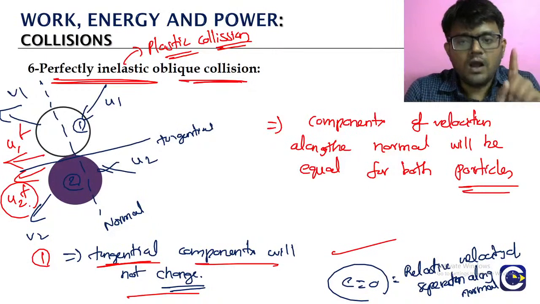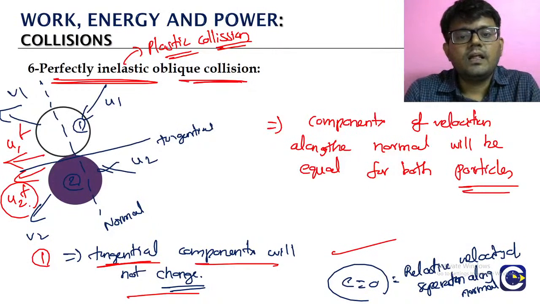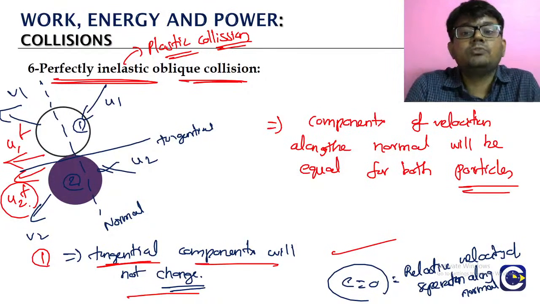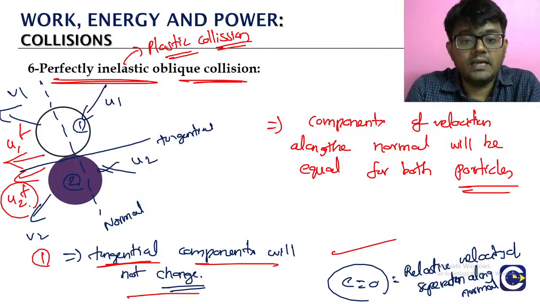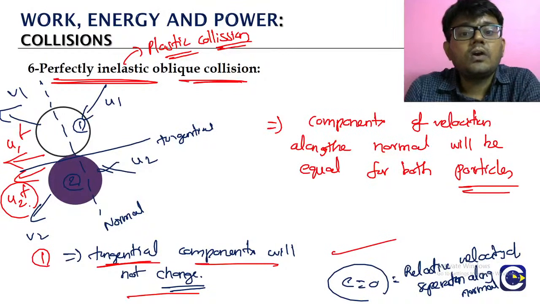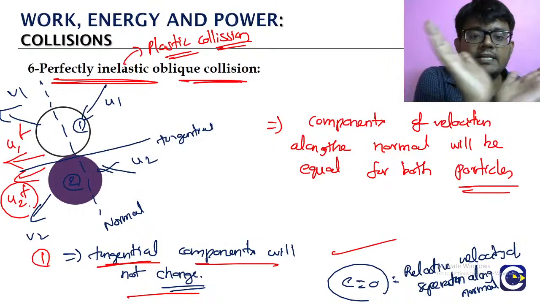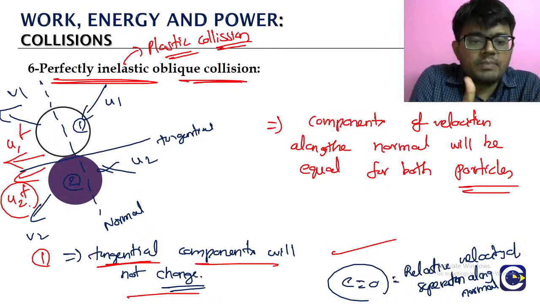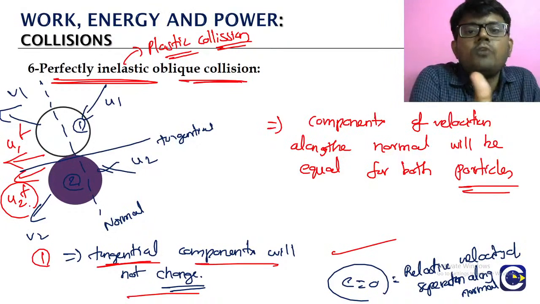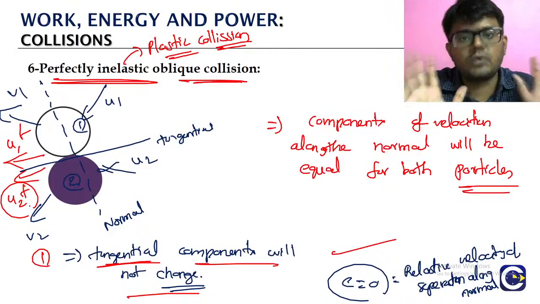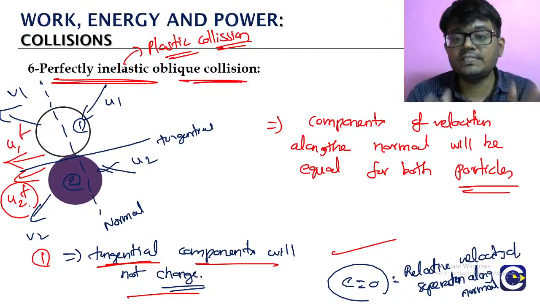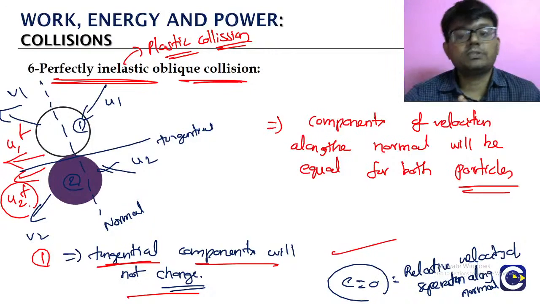When will it happen in the oblique case? We need this condition: the tangential components of velocity of the particles should be the same. If that condition holds, after collision they will start moving together. Otherwise, the normal components may be the same, but if the tangential components are different, one will go faster and they will not go together. So this is a very important theoretical question that can be asked.